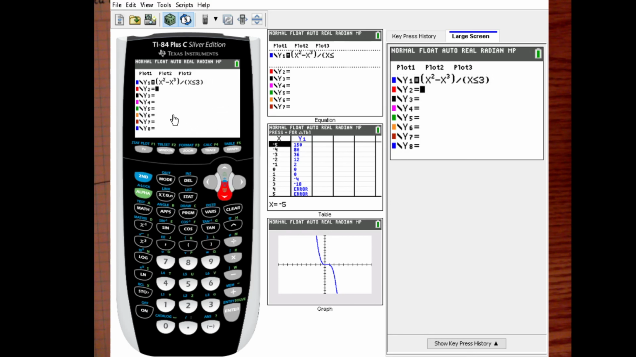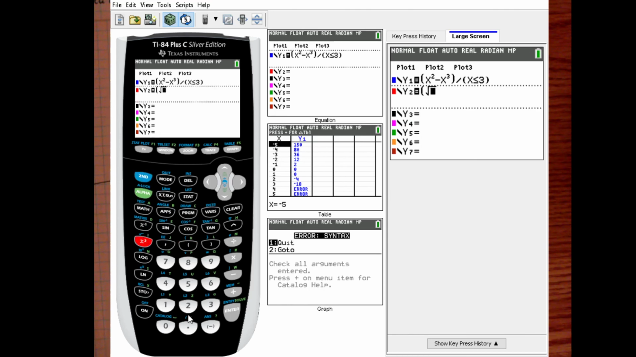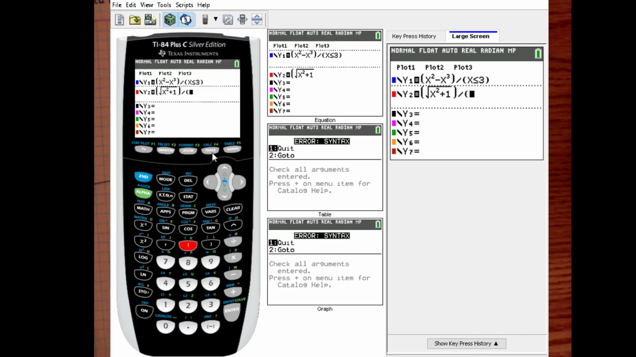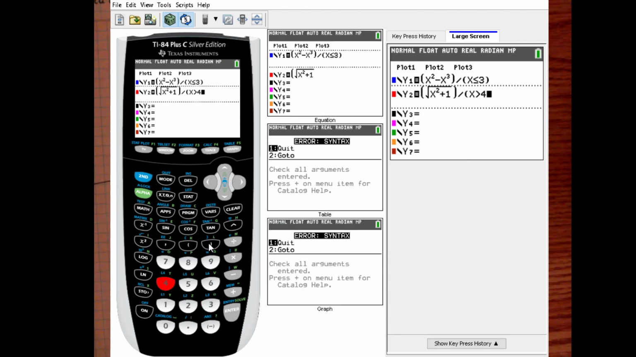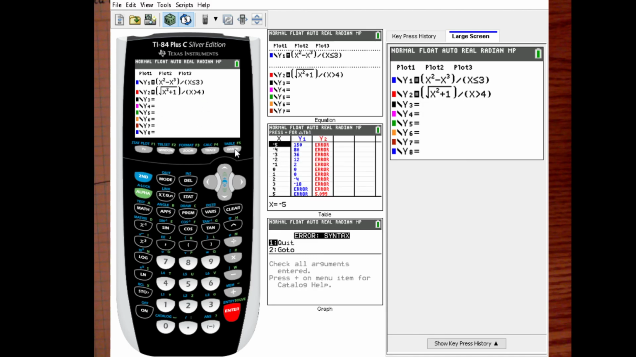I then have to do the second function on a second line. So again, I put everything in parentheses. I would then put the square root of x squared plus 1, close that parentheses, divided by new parentheses, and then I type in the second domain, which is x is greater than 4. And so this allows me to type in both functions.